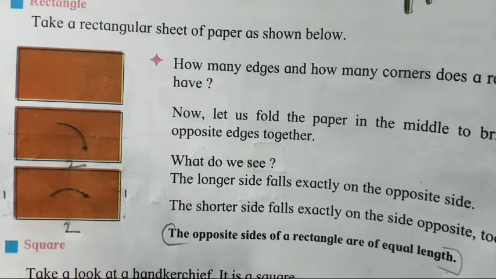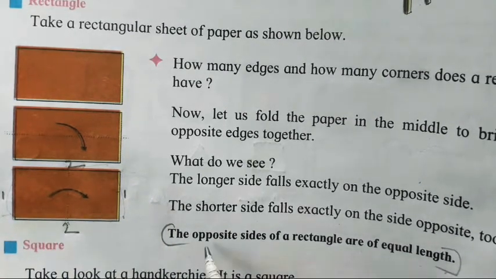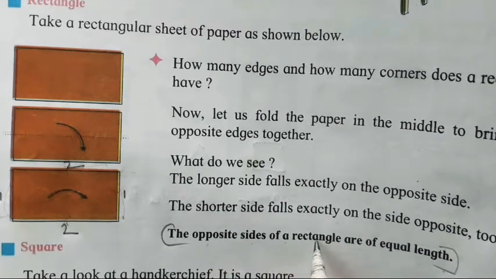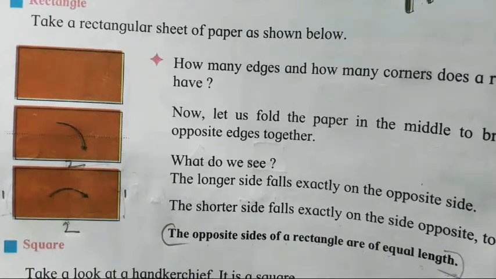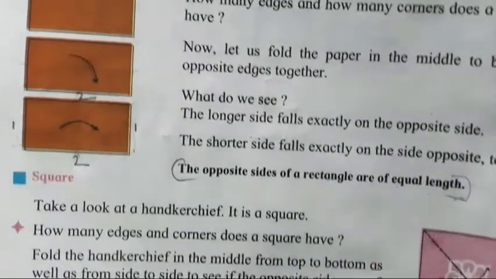Got it? So what is the property of a rectangle? The opposite sides of a rectangle are of equal length. This is the property that you all have to remember for a rectangle.